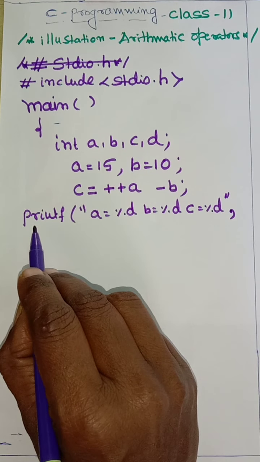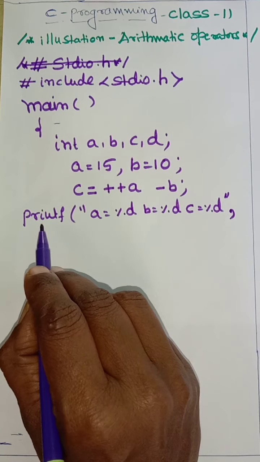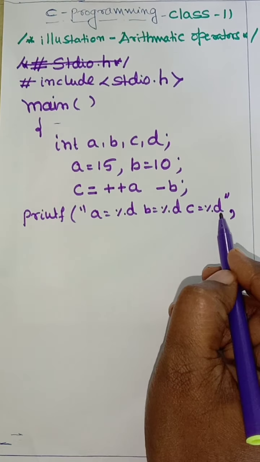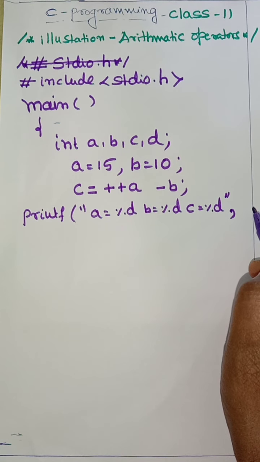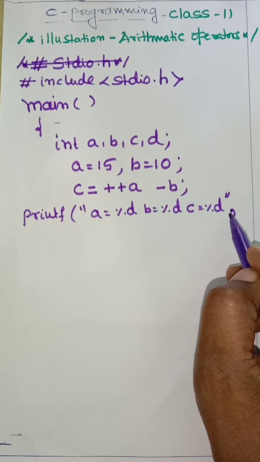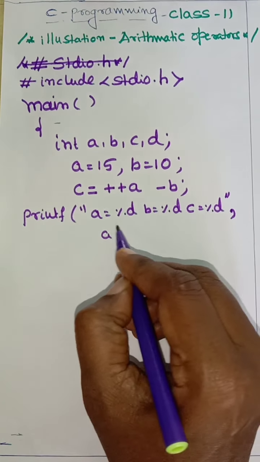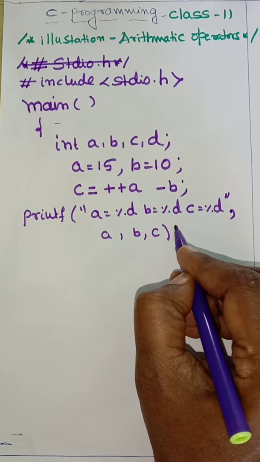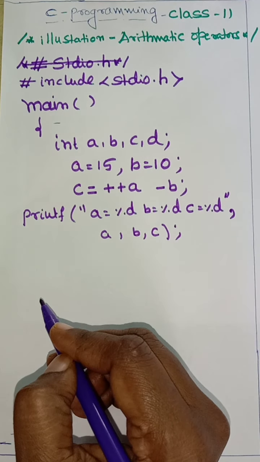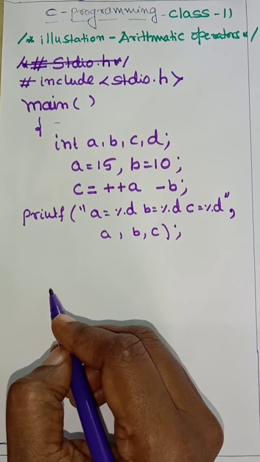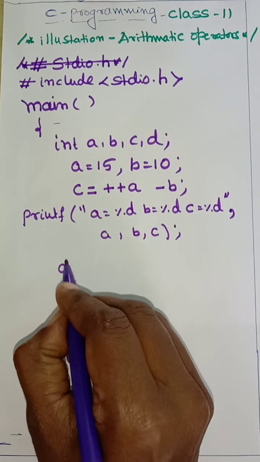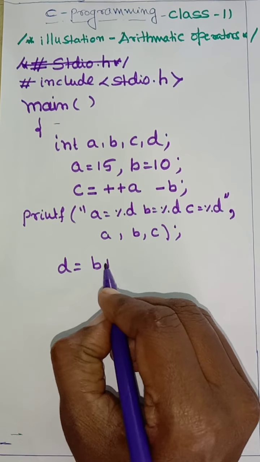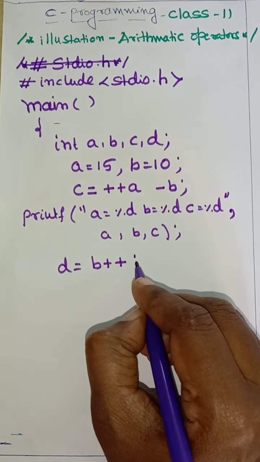Remember, what is the syntax for the printf statement? Printf, next is the control string. Afterwards you are going to write the variables. What variables do you want to print? So here I am going to write a, b and c. Okay. Next, I want to write the d value as d is equal to b plus plus. Only I want to write this one.